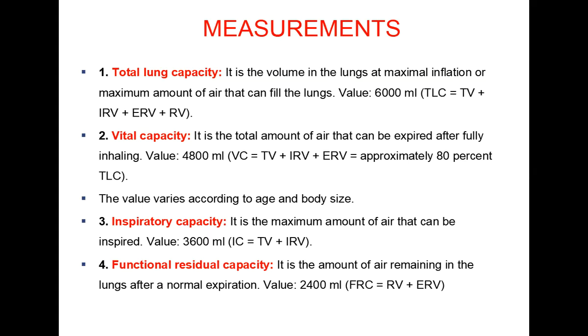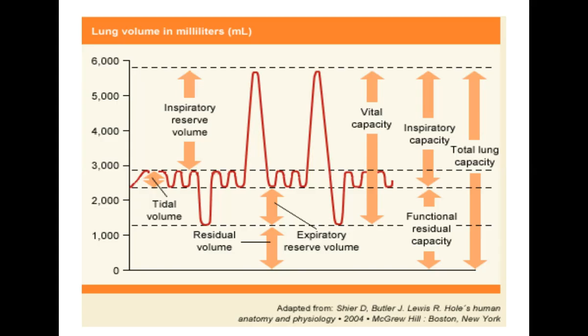So the volume is 2400 ml. The functional residual capacity is equal to the residual volume plus the expiratory reserve volume. Now you can see the lung volumes in milliliters: the inspiratory reserve volume is up to 6000 ml, whereas the tidal volume is about 5000 ml, whereas the residual volume is about 4800 ml.